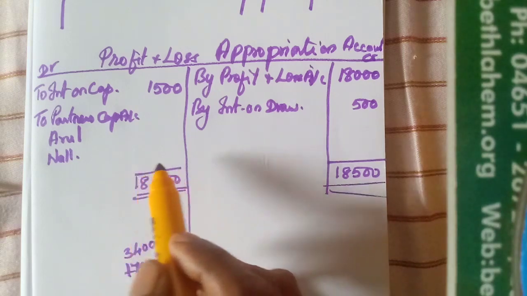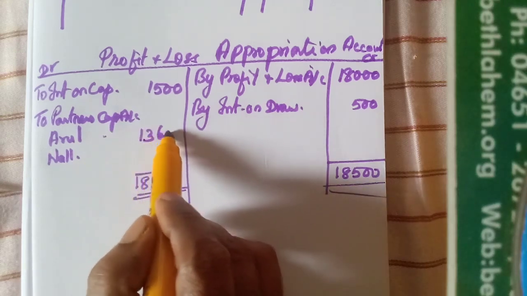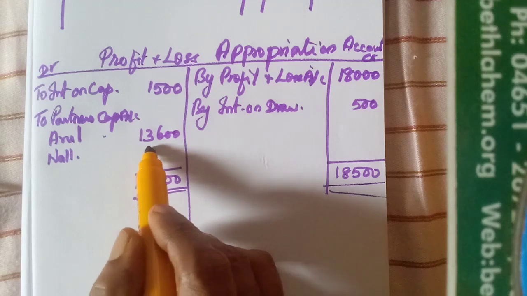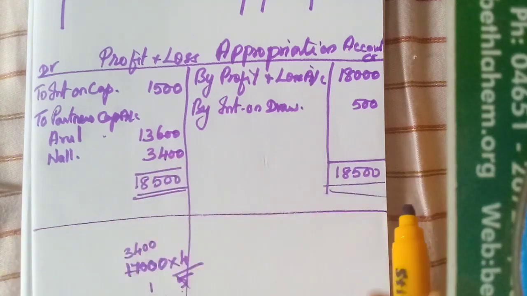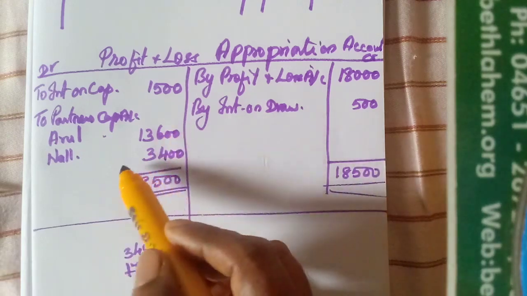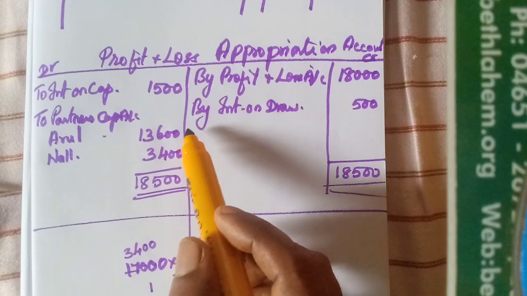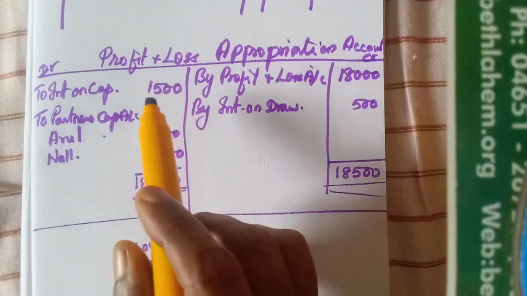So 13,600 and 3,400. Okay, this is the profit and loss appropriation account. Very simple. Sometimes they will ask for 3 marks, only to prepare the profit and loss appropriation account, or to prepare the journal entries.